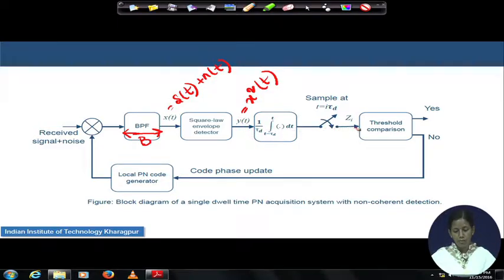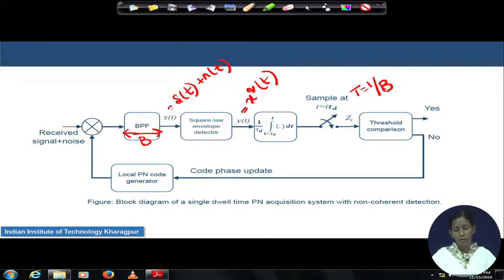Next, we looked into the signal entering the threshold comparator or decision device. Here we had an assumption that sampling is going on at a rate conforming to the Nyquist sampling rate, that means at the rate of 1 by capital B, where B was the initial band pass filter bandwidth, and hence the bandwidth of x(t) and y(t) are all limited by B.